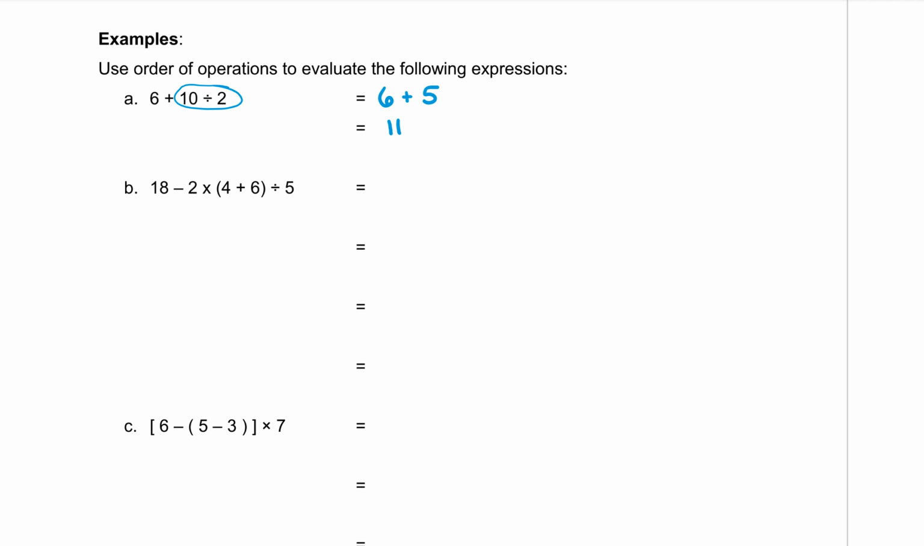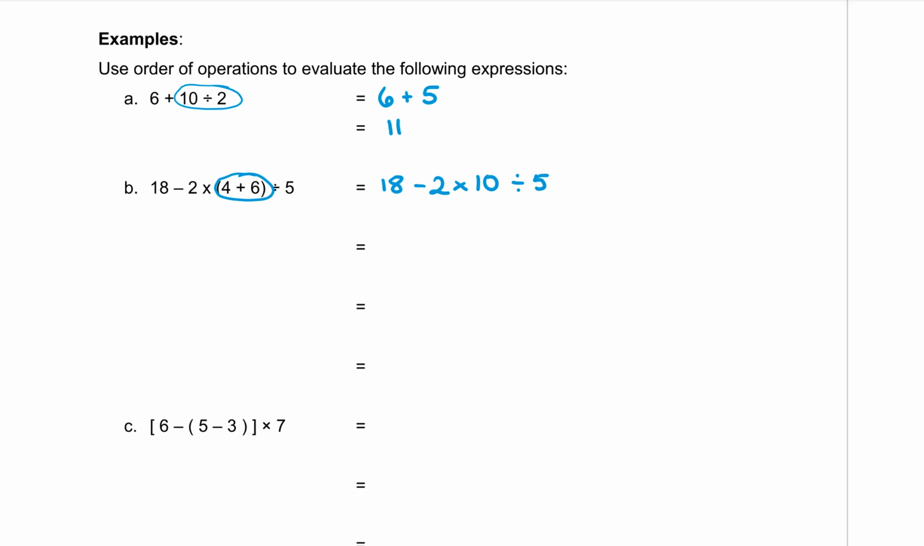18 minus 2 times bracket 4 plus 6 close bracket divided by 5. So going through the order of operations, we start with brackets first. So here are the brackets, we need to work those out first. Everything else, we just write down the way it is. 18 minus 2, and then there's a times sign. Now let's work out the bracket. 4 plus 6 is 10, and keep writing down the rest, divided by 5.